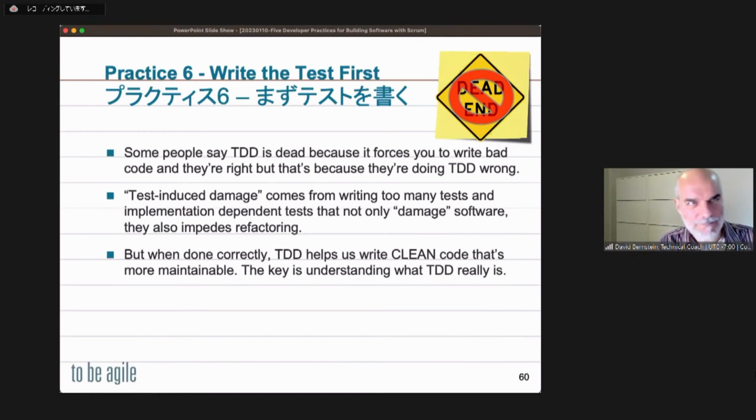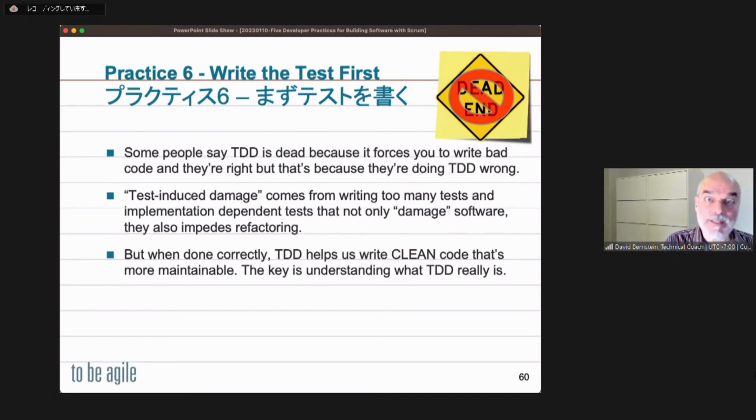Okay. I want to touch on my favorite 2 practices, or last 2 practices: test first development and refactoring. And they go hand in hand together. I have a little dead end sign here because there is a movement called the TDD is dead movement. It was somewhat popular in the United States about 5 years ago, and I still see people referring to it.